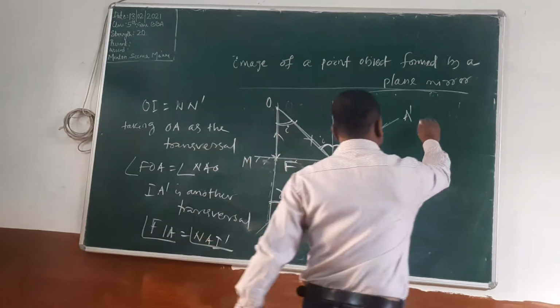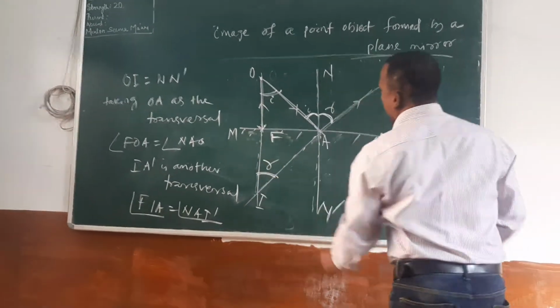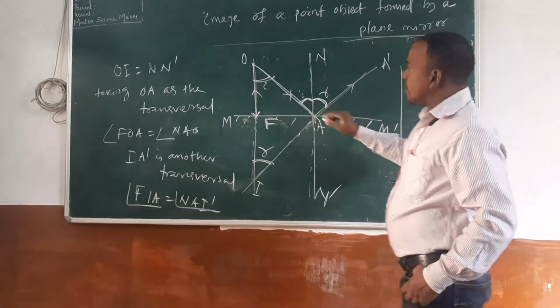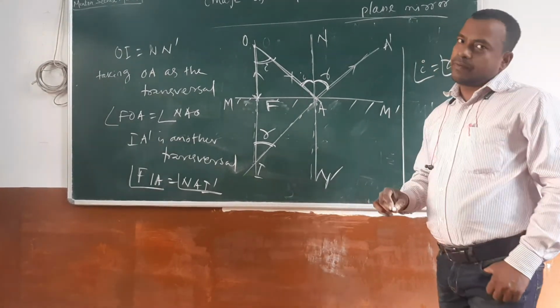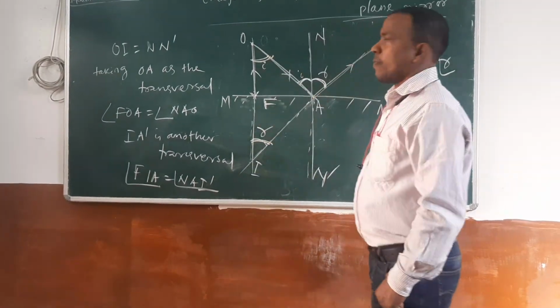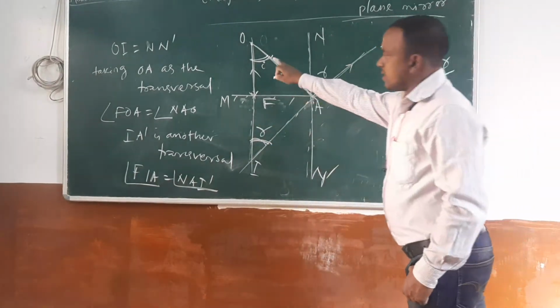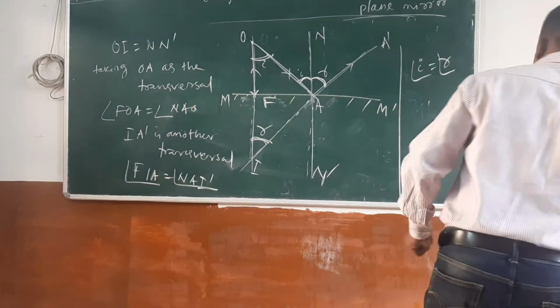So we can write this is I, this is I, and this is R. But I and R are the same, I equal to R. That is the first law of reflection. That's why this angle is the same as this angle. Now, considering both the triangles.